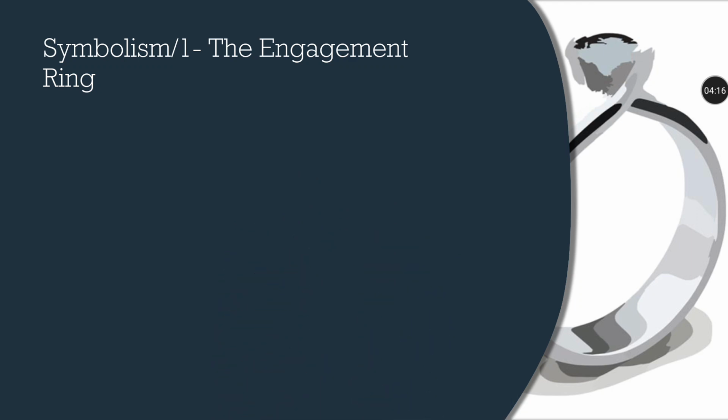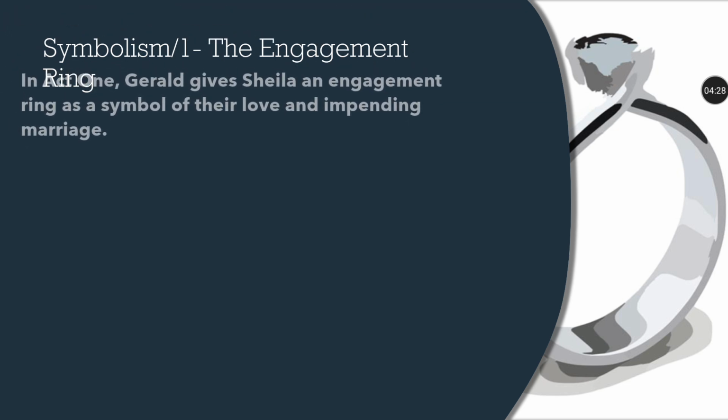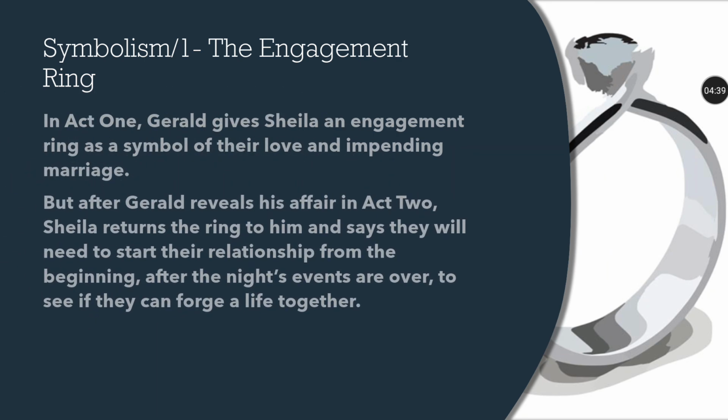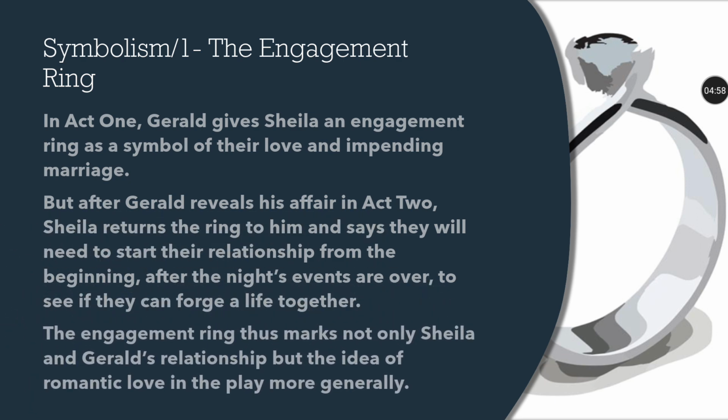What about symbolism, as a big part of what Priestley based his three-act play An Inspector Calls on? Number 1, the engagement ring in Act 1. Gerald gives Sheila an engagement ring as a symbol of their love and impending marriage. But after Gerald reveals his affair in Act 2, Sheila returns the ring to him and says they will need to start the relationship from the beginning after the night's events are over, to see if they can forge a life together. The engagement ring is a symbol that marks not only Sheila and Gerald's relationship, but the idea of romantic love in the play in general.